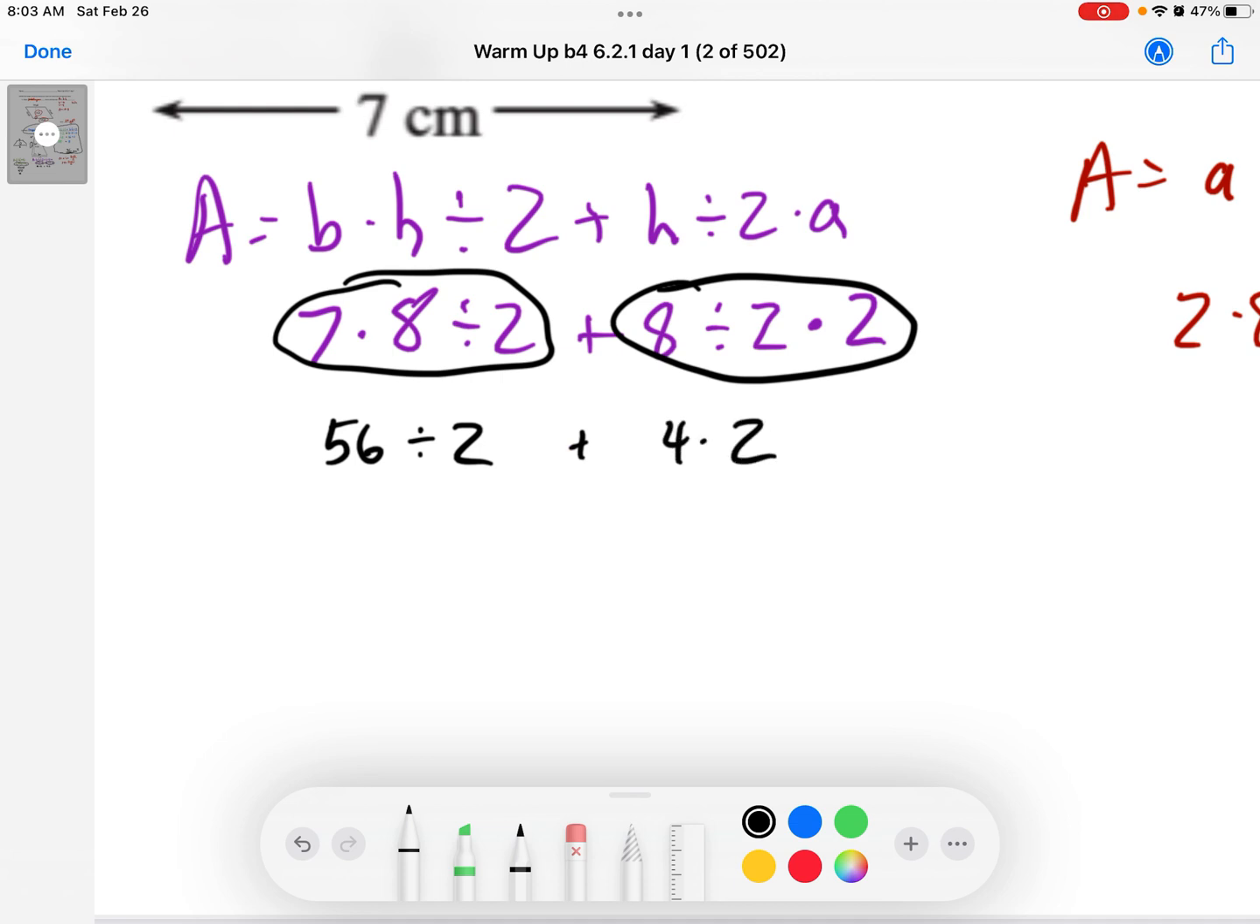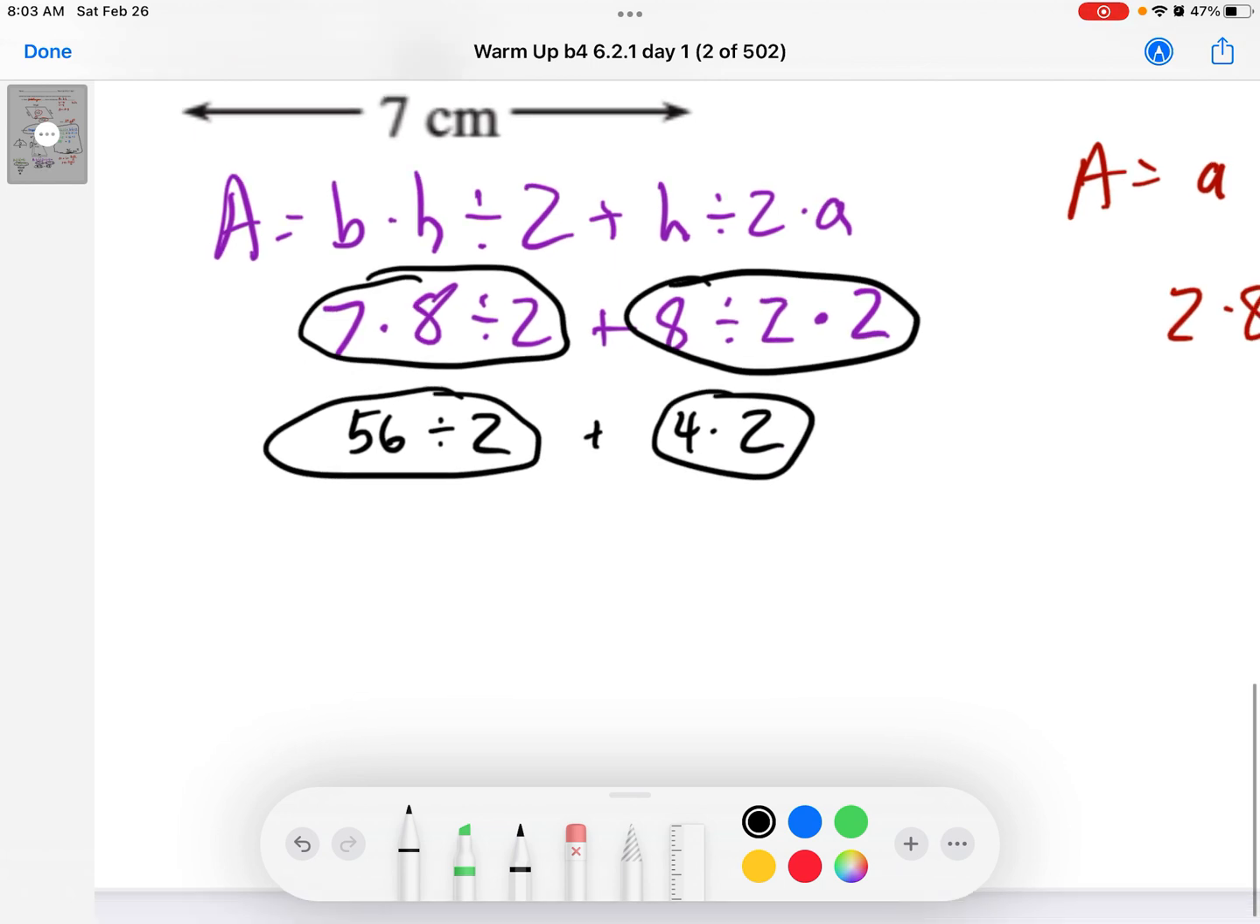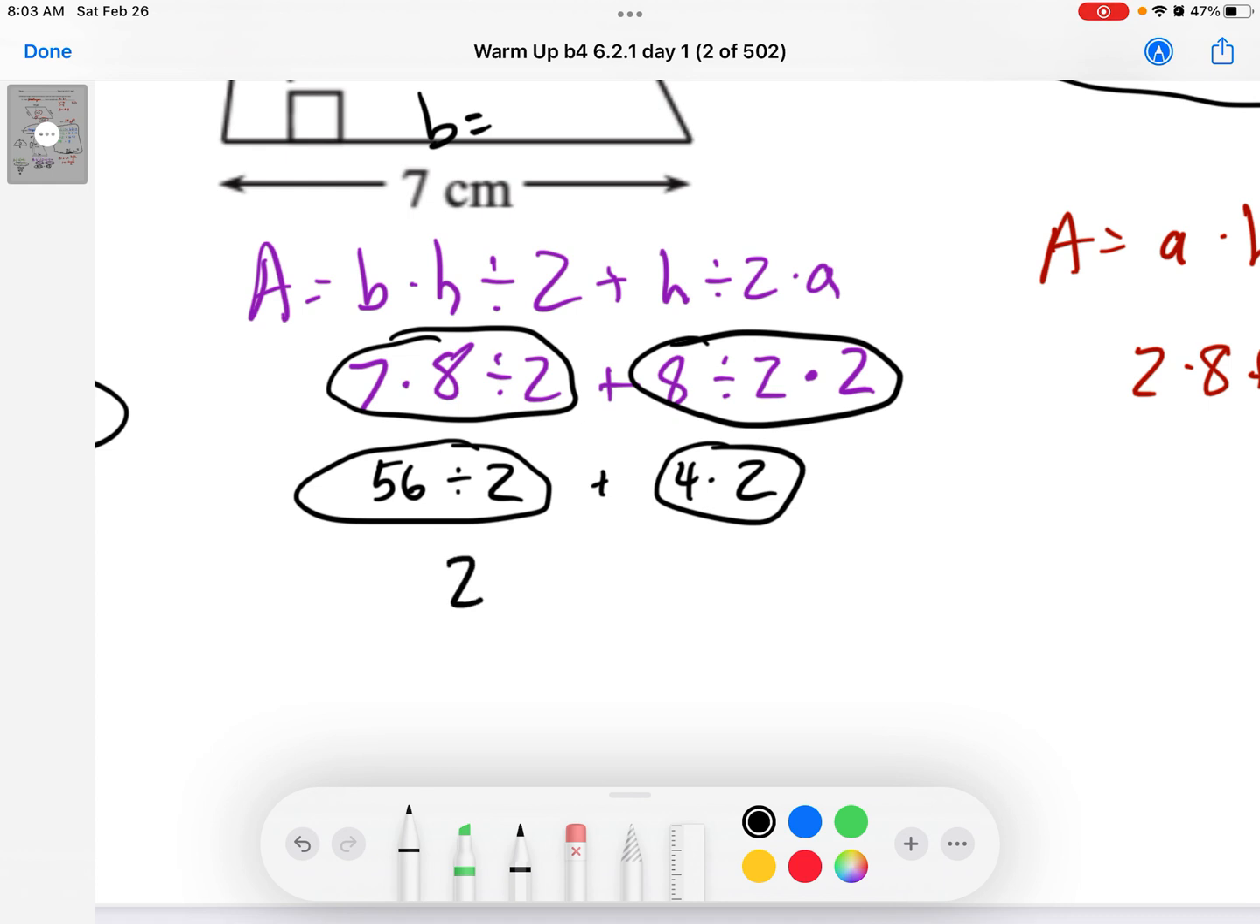4 times 2 here. I'm still having my terms, right? I'm still circling my terms. 56 divided by 2 is 28. 28 plus 4 times 2, which is 8. Now I can find my answer, 36, and I believe it's square centimeters, right? Same answer, just proving that that formula works.